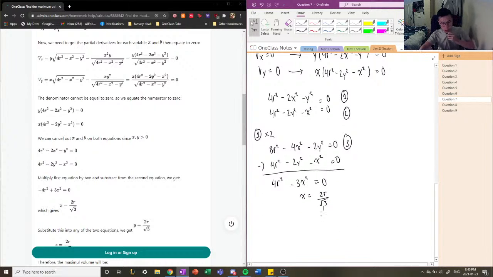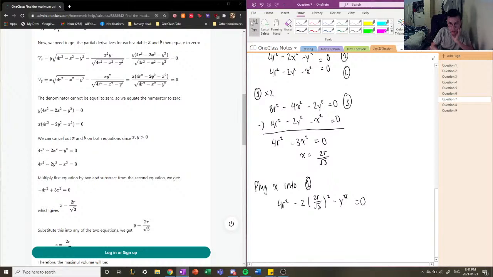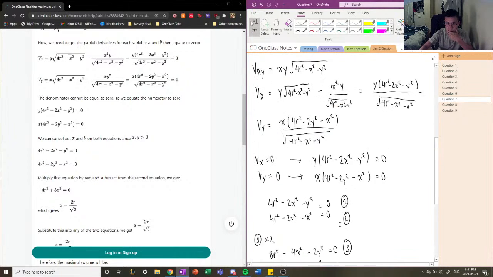Okay. So now we have found the value of x that satisfies these equations, and now we're going to plug x back into one of our equations here to solve for y. So we're going to plug x back into 3, actually, let's do it into 1. We get 4r² - 2 times (2r divided by root 3)² - y² = 0. We get that y is equal to 2r over root 3.